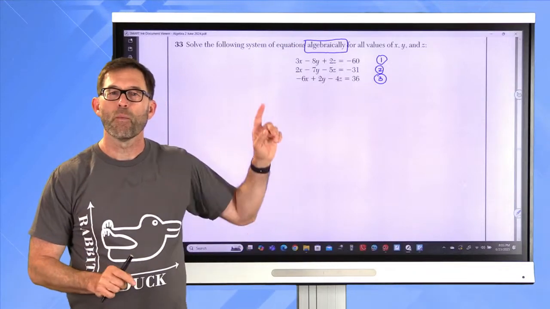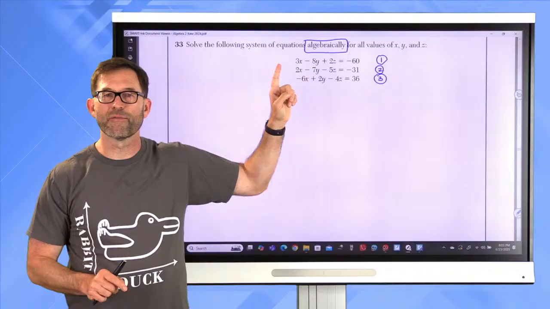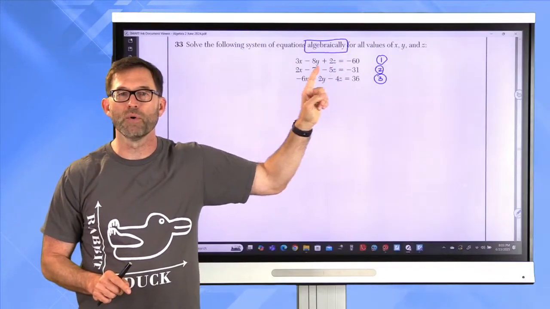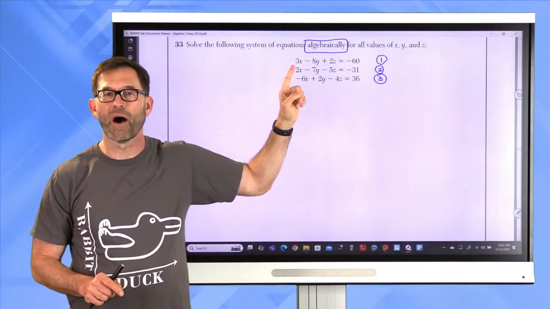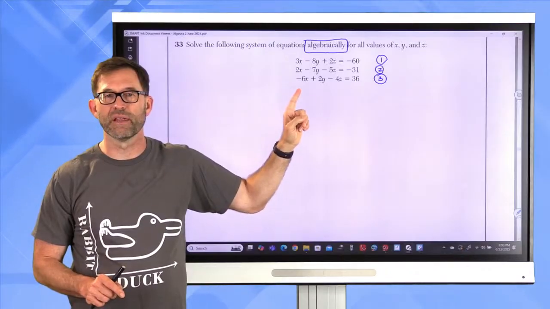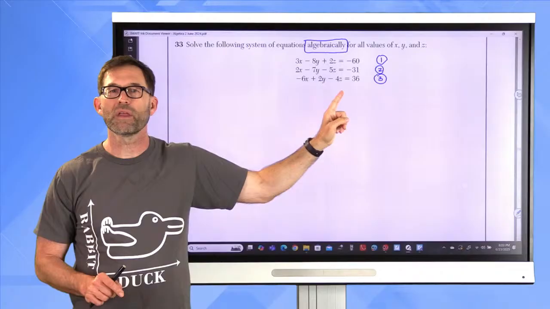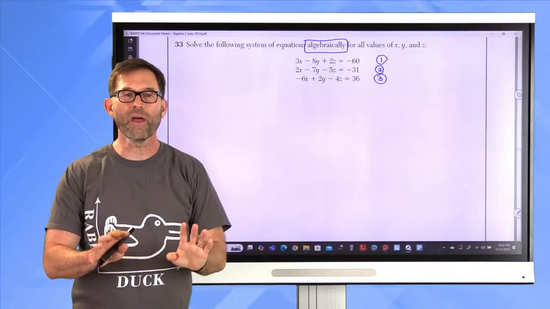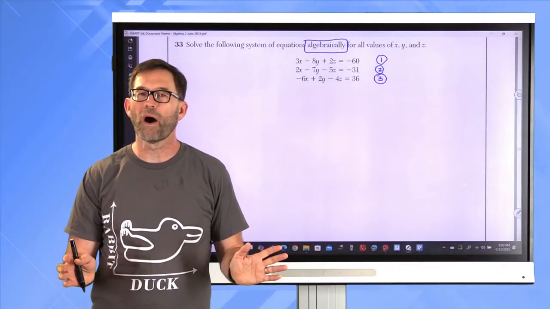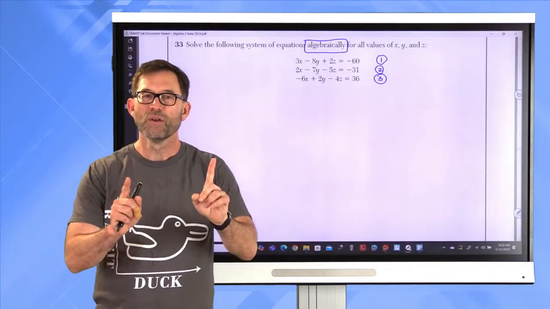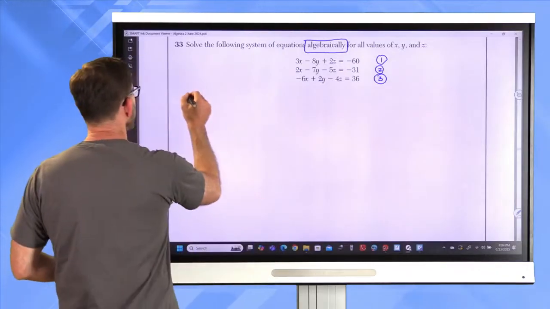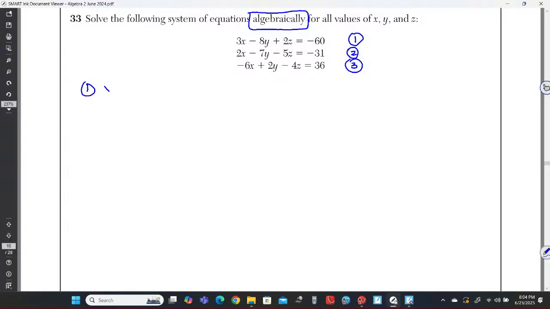Now, what I really want to do is I want matching coefficients that are opposites of each other. And one thing to note is if I multiplied the first equation by 2 on both sides, I'd end up having a positive 6x, which would cancel a negative 6x, and I'd have a positive 4z that would cancel a negative 4z, and all I'd have left would be my y variable, right? So let's do this really quick. I'm going to do equation number 1 times 2.